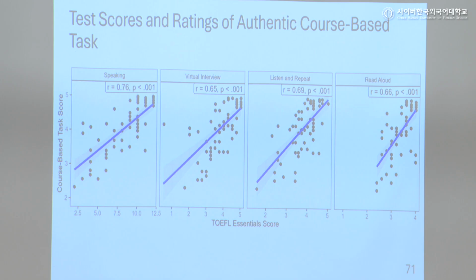For the course-based tasks, and this was a smaller subset, so we only had 65 people who submitted appropriate course-based tasks, the correlations are a little bit lower, but they're still quite high. Everything's above 0.6. Okay, so these would all be considered large correlations.